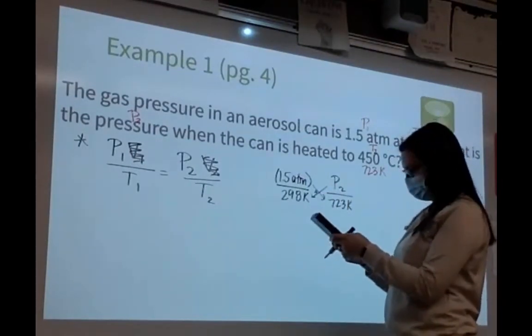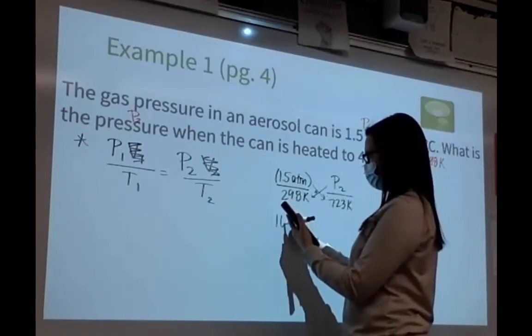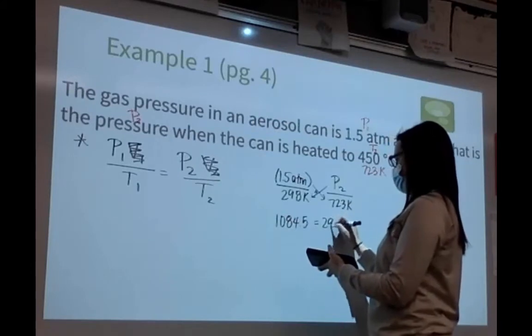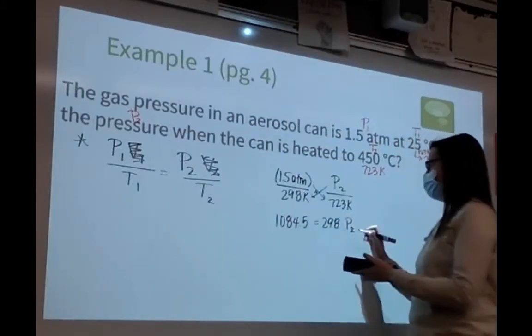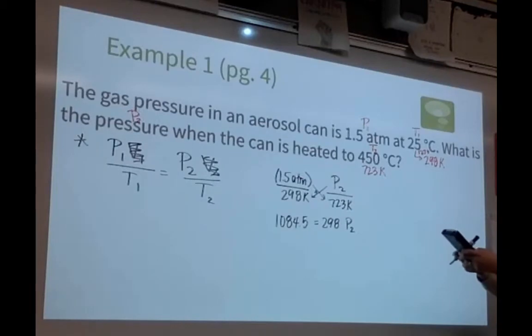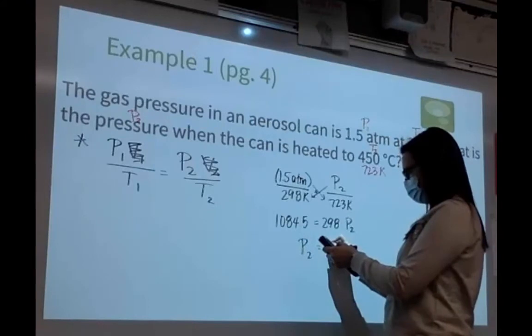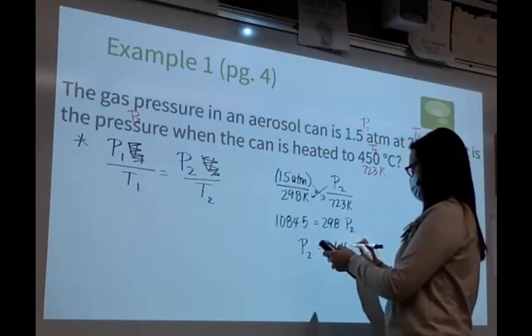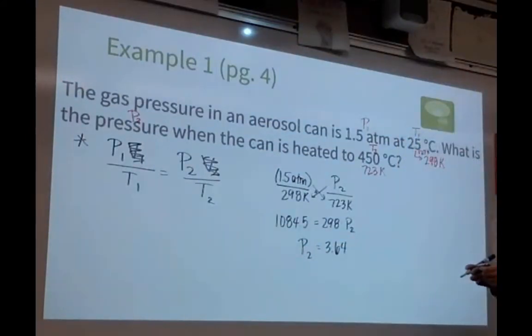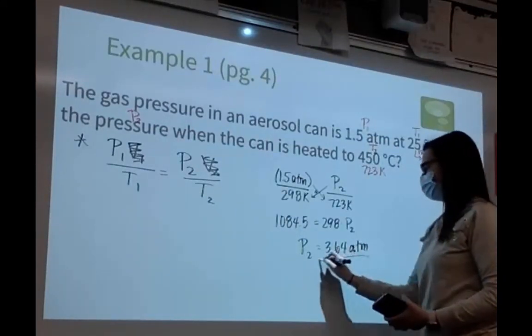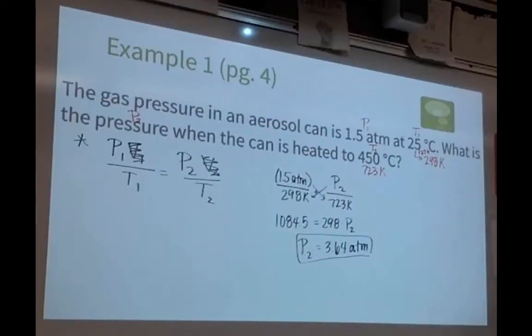So 1.5 times 723, 1084.5, equals 298 times P2. So then when I divide by 298, 3.64 is what I get for P2. It's going to be in the same unit that P1 was in. So 3.64 ATM.